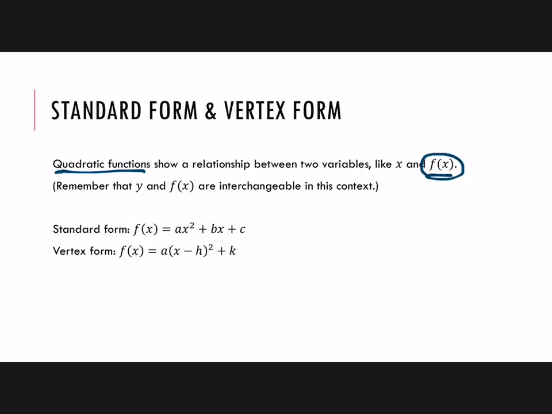And then vertex form looks like this. F of x equals a times the quantity x minus h squared plus k. So the goal for this video is to look at a couple graphs of some quadratic equations and try to determine what these coefficients tell us about the graph. So what do a, b, and c tell us? And then can we learn anything from a, h, and k?